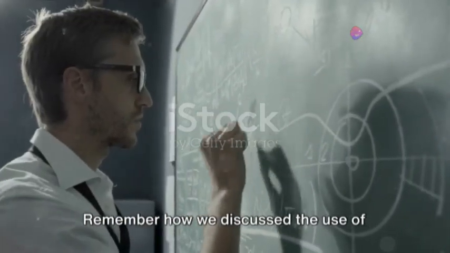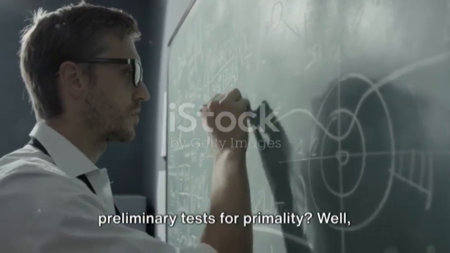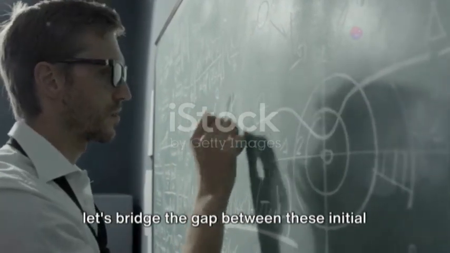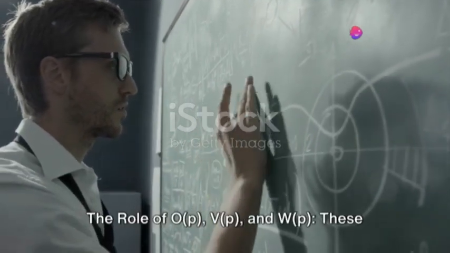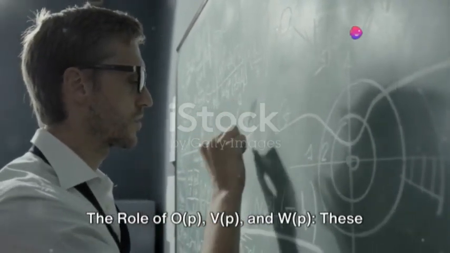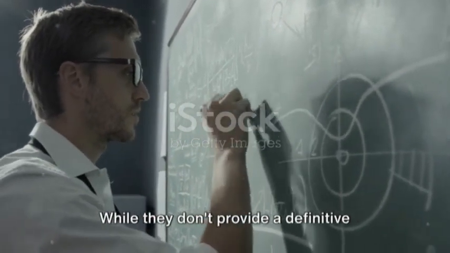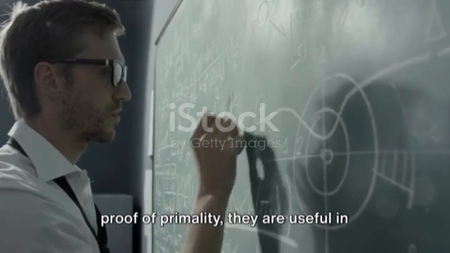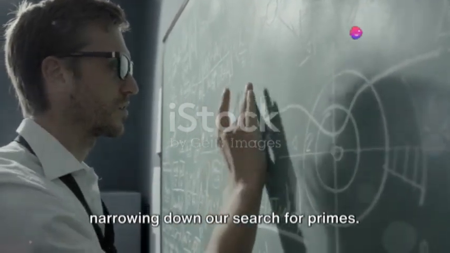Remember how we discussed the use of functions OP, VP, and WP as preliminary tests for primality? Well, let's bridge the gap between these initial checks and the more rigorous methods of primality testing. First, the role of OP, VP, and WP. These functions help us weed out potential composite numbers at an early stage. While they don't provide a definitive proof of primality, they are useful in narrowing down our search for primes.